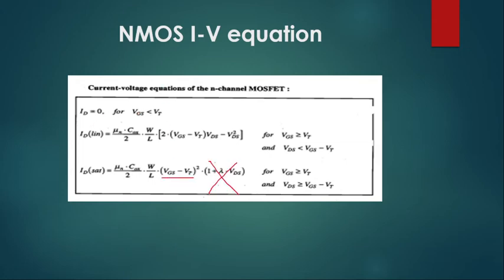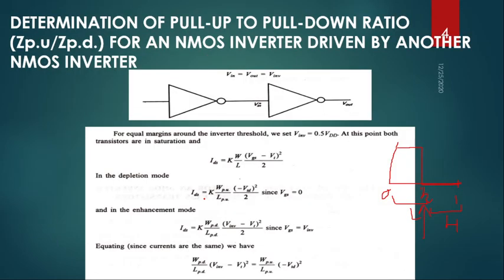In this case the channel length modulation is not considered. What is channel length modulation? I have already made one video on it. If you have not watched it till now, you can go through that once. So this is the equation for saturation mode.